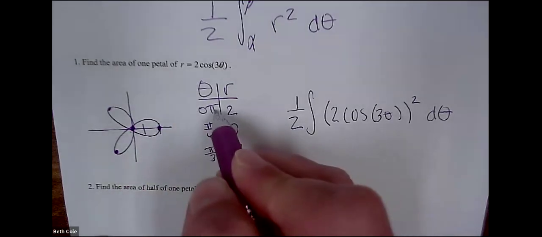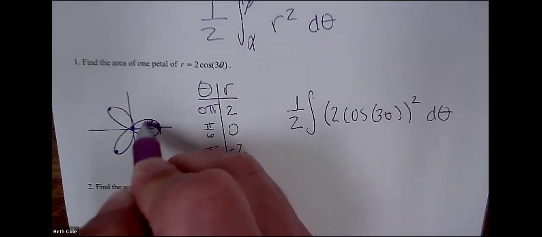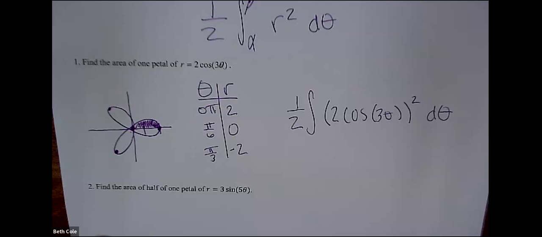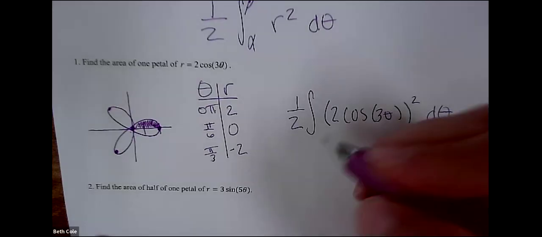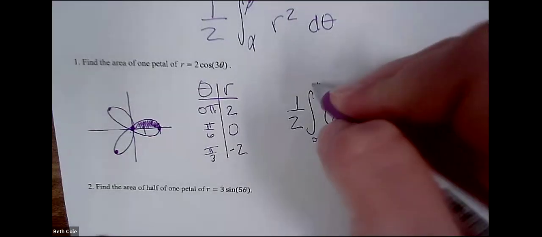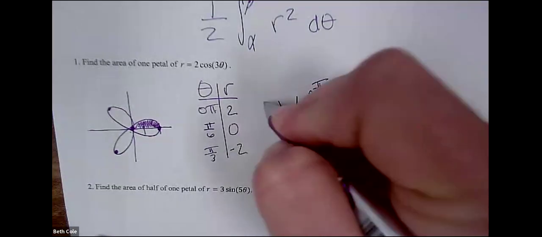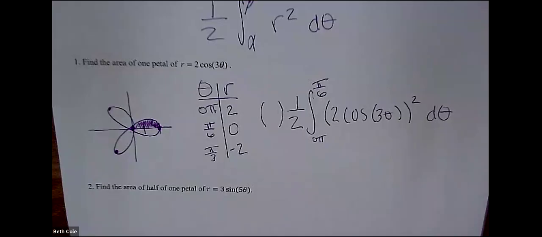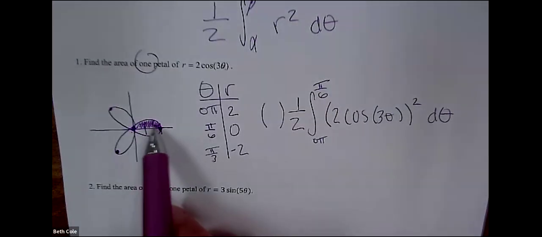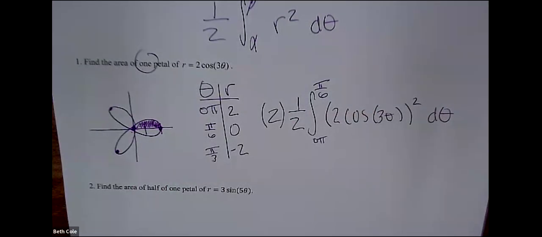If we go from 0 pi to pi over 6, that's going to give us not a whole petal, but 1/2 of a petal. Okay, so follow me here. If we make our boundaries 0 pi to pi over 6, I'm going to just need to multiply by how many of those I need to get one full petal. So if I want one full petal, I need 2 of that. Do you get what I'm saying there? It's a 1/2 of a petal, we just double it, we get a whole petal.